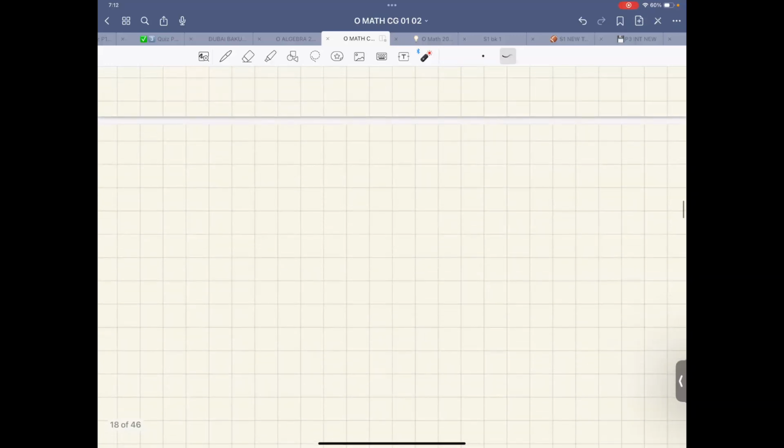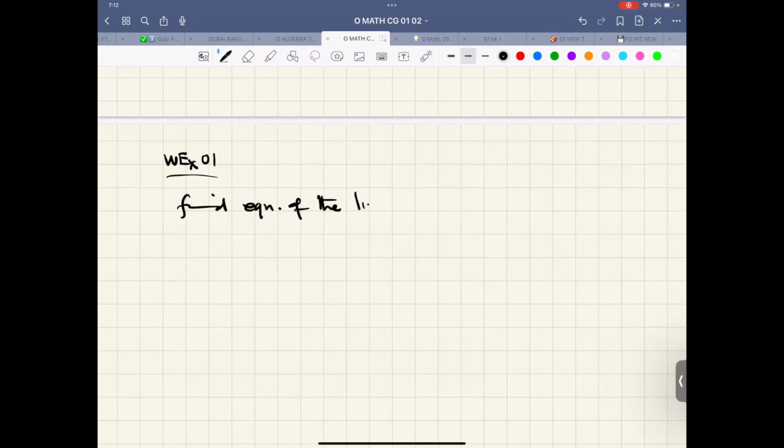So let's start with this worked example 1. And this time, this is not in graphical form. This is in the written form. Yes, C is the y-intercept. It says so. Now, find the equation of the line passing through 0, 2 and has a gradient of 5.